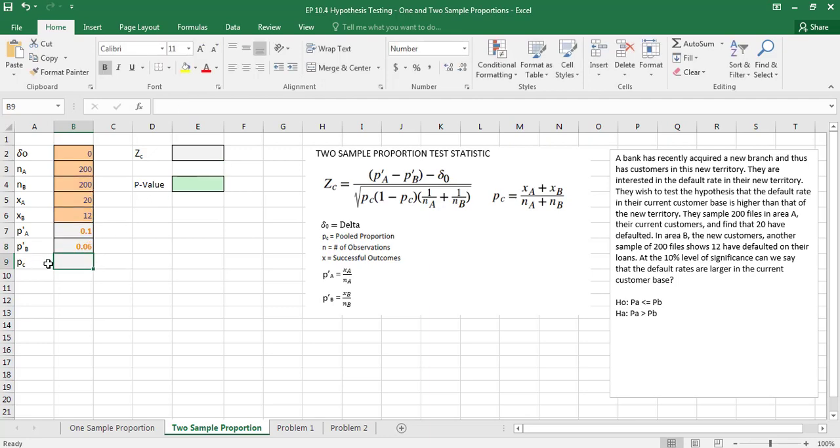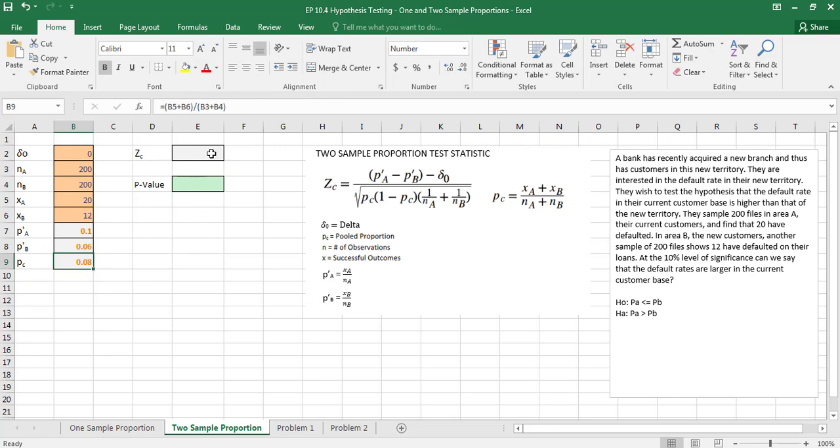And then we also have PC, which is using both samples to find a proportion that combines them both, and that's over here. That's equal to, and we need open parentheses for the numerator, X sub A plus X sub B, close parentheses, divided by, open parentheses again, N sub A plus N sub B, close parentheses, which gives us 0.08.